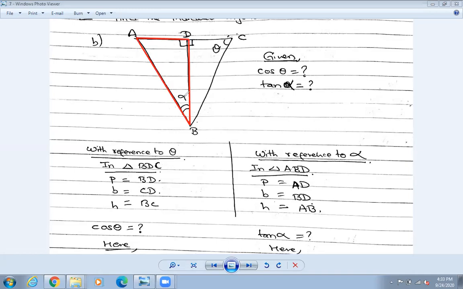So here is 90 degree, there is the reference angle. The opposite of the reference angle is called what? Opposite of the reference angle is called perpendicular. Okay, with reference to alpha. So here also you can see the next triangle. In this triangle, what are the 3 points? A, B, and D. That means triangle ABD.